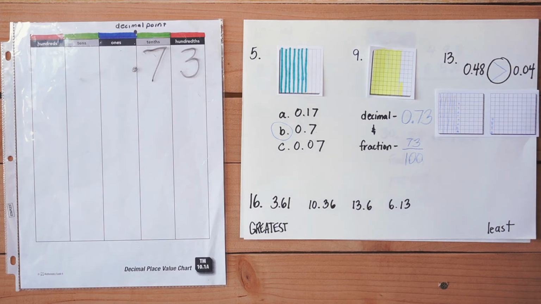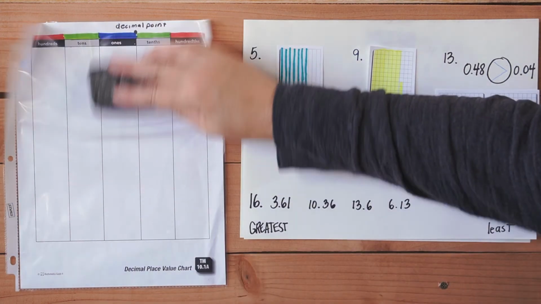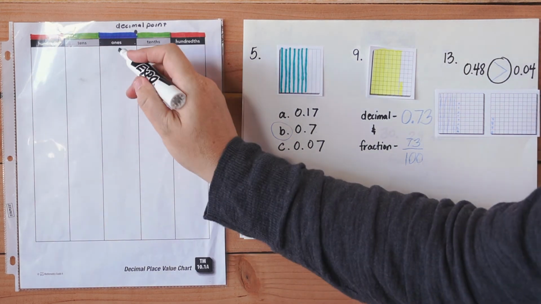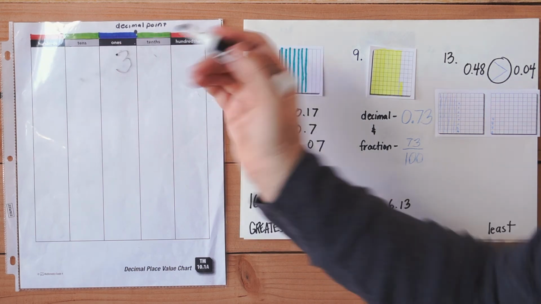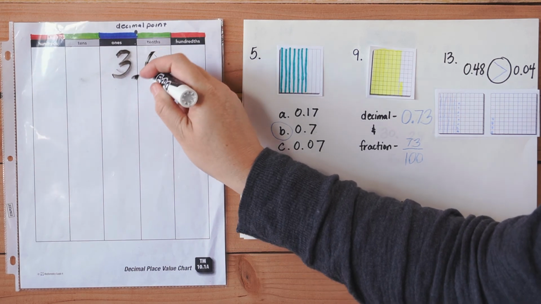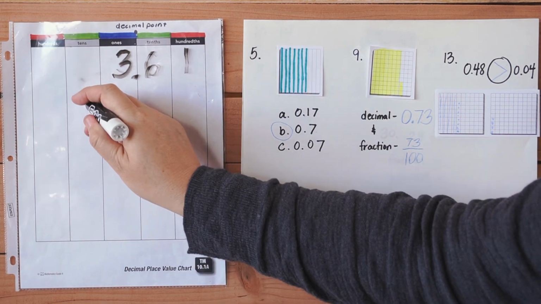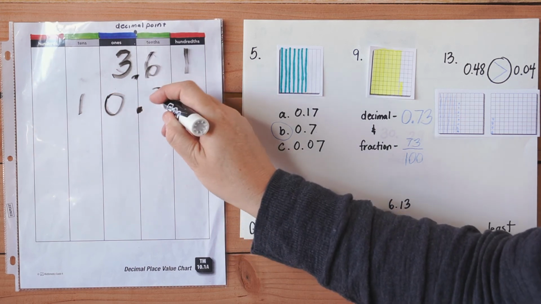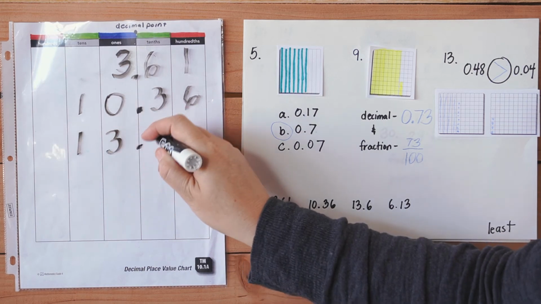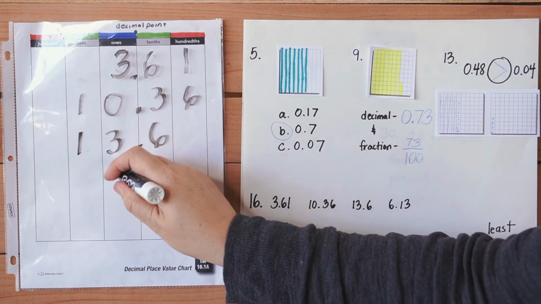Number 16, it says write the numbers in order from the greatest to the least. And so we have 3.61 and 10.36, 13.6, and 6.13. Well, when we write these numbers out, I'm just going to write the numbers, and then we can decide what we need. 3.61, 10.36, 13.6, and 6.13.